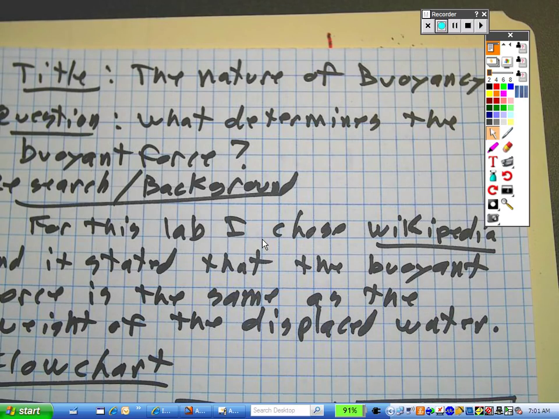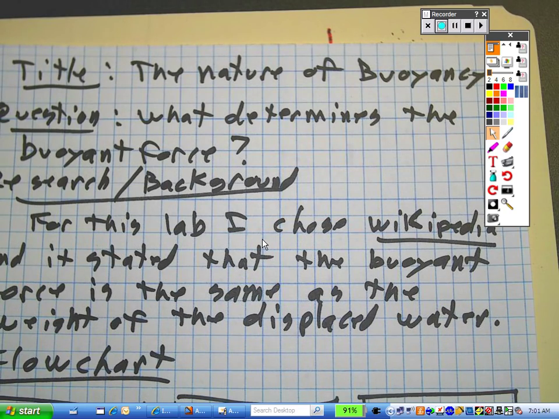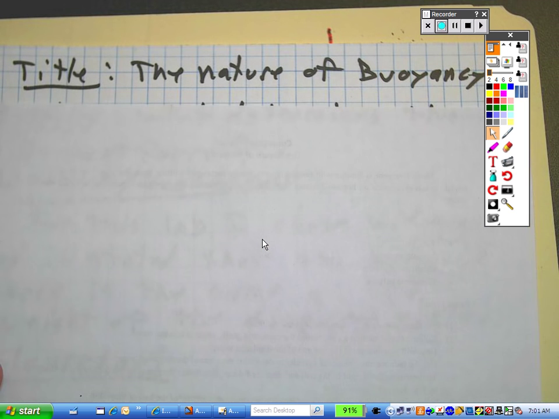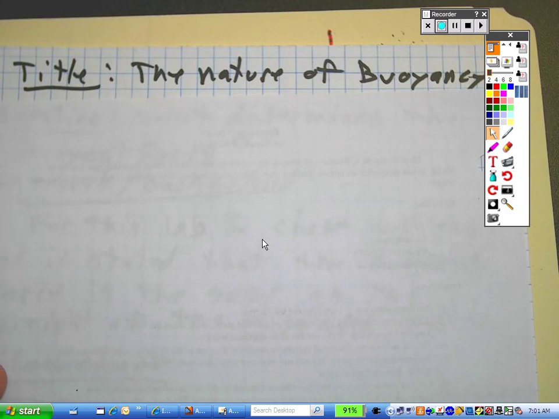Hey, conceptual physics students. This is going to be an attempt to make a little video of the Nature of Buoyancy lab that we'll be doing. The pre-lab for this is something you're not used to doing. So I thought I'd give you an example of it, and here goes. Notice the start of this. Two things you should look at as you're examining this.